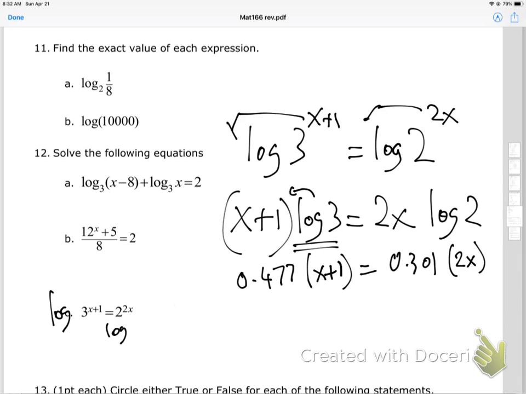Now you can then do the distributive if you want to. Here we go. 0.477x plus 0.477. That's just me doing the distributive law. Equals, what's 2 times 0.301? That's 0.602x. So I think I'll take away this from both sides.